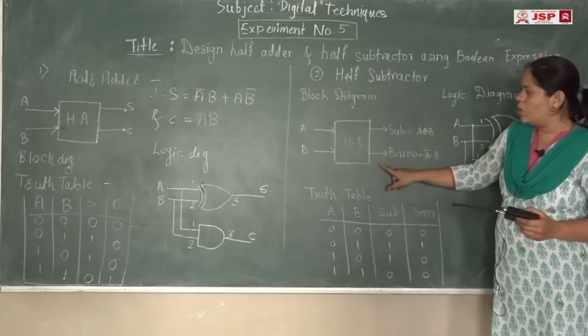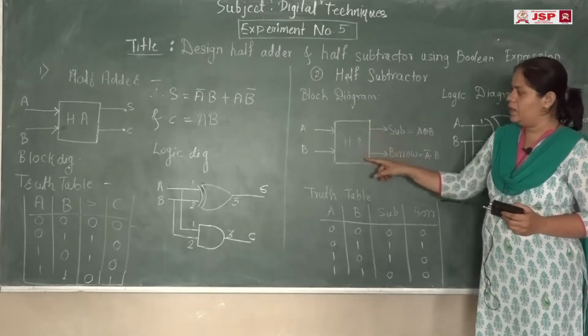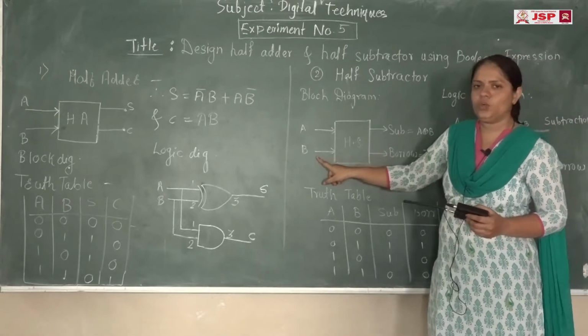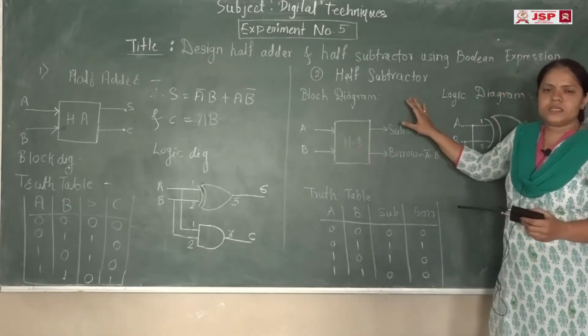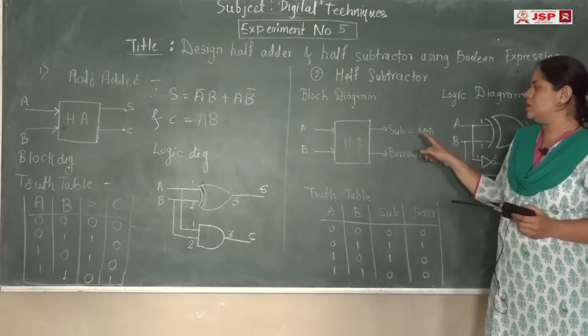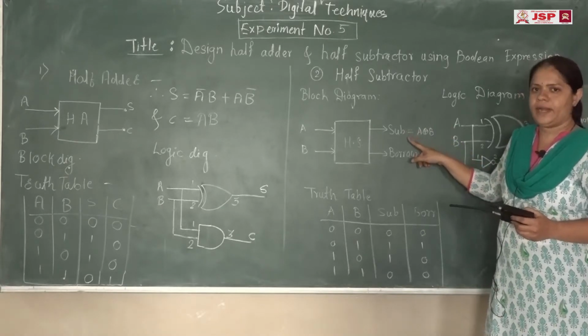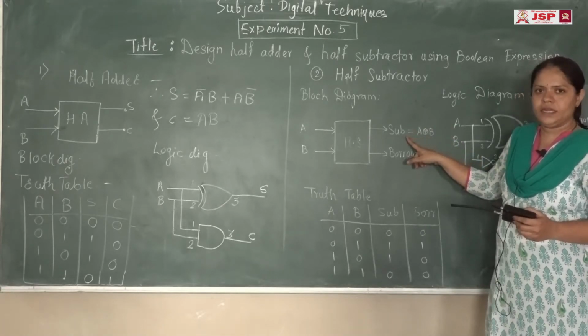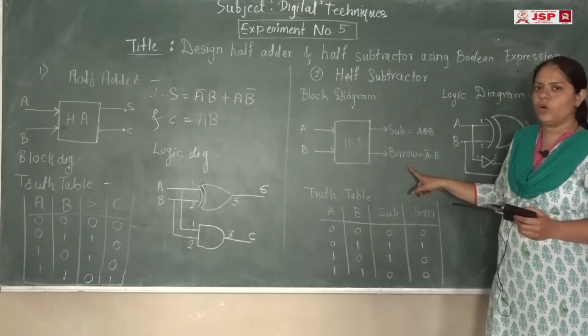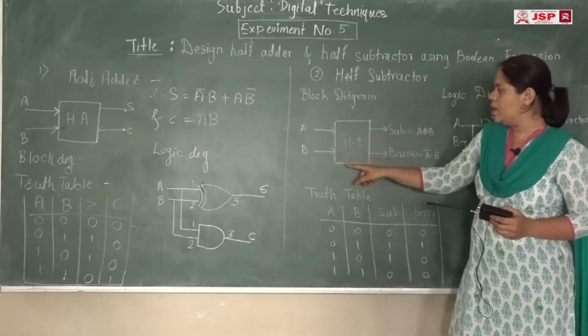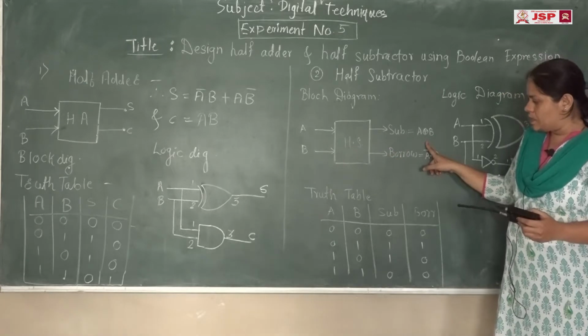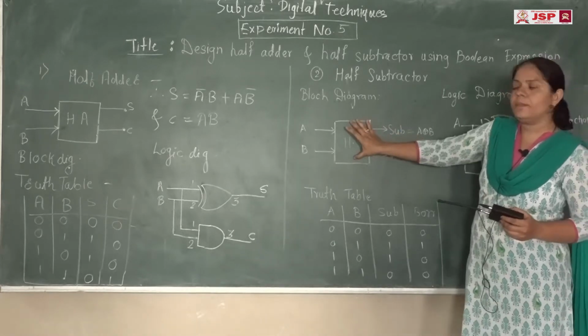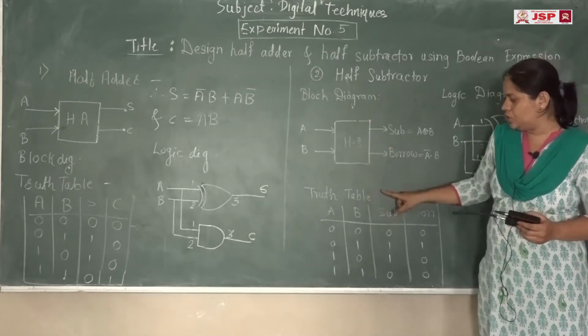This is the block diagram of the half subtractor. Here A and B are the two inputs. This is nothing but the subtraction. On the output side we will get the subtraction, also called the difference, and next is borrow. So this is the block diagram of the half subtractor. From this block diagram we can draw the truth table.